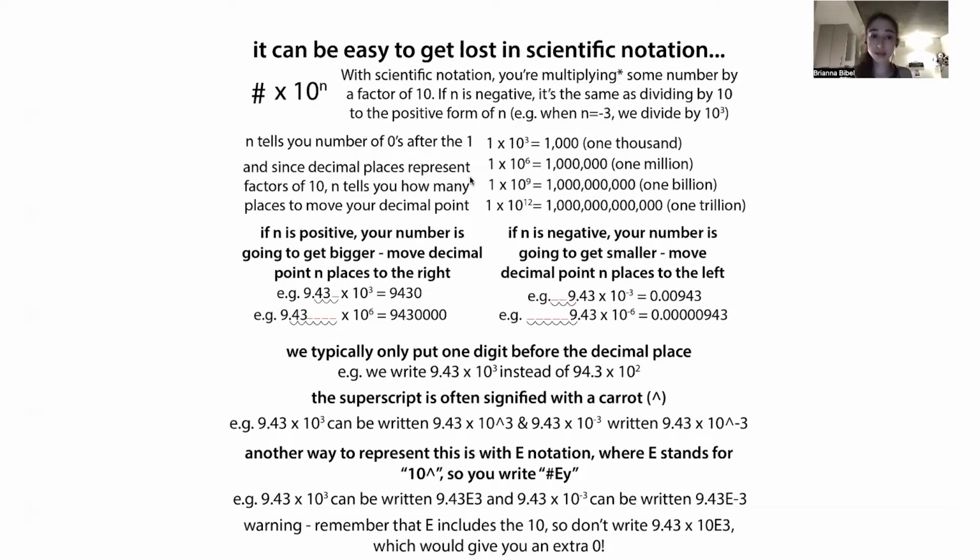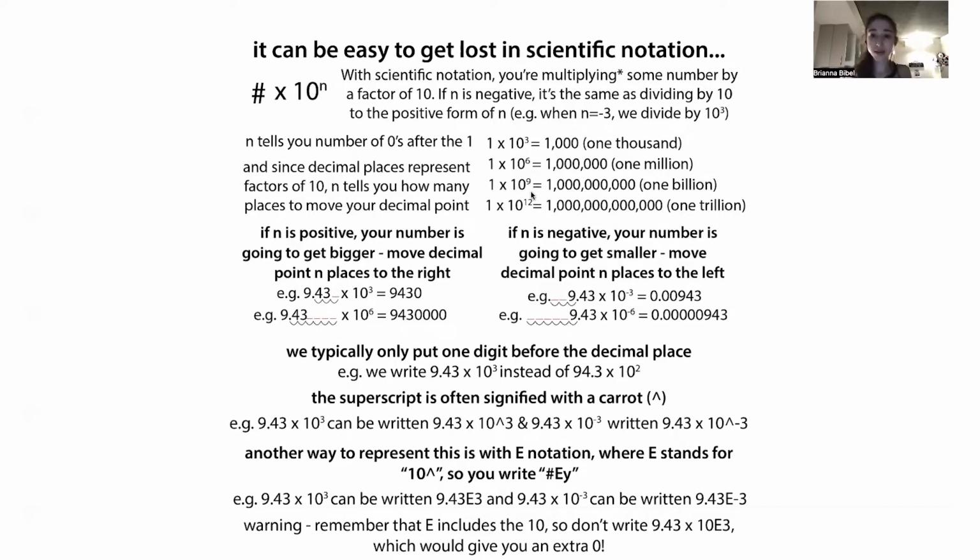It's because these decimal places represent factors of 10, and therefore tell you how many places to move your decimal point. So if n is positive, your number is going to get bigger, and you're going to move your decimal point n places to the right. So if you have 10 to the third, move that decimal point 3 places to the right, adding in zeros as needed. 10 to the sixth is going to be a million. You would go 6 places, and so now you're adding in zeros.